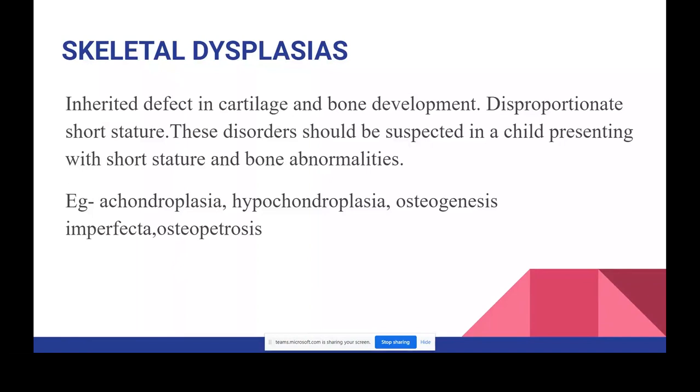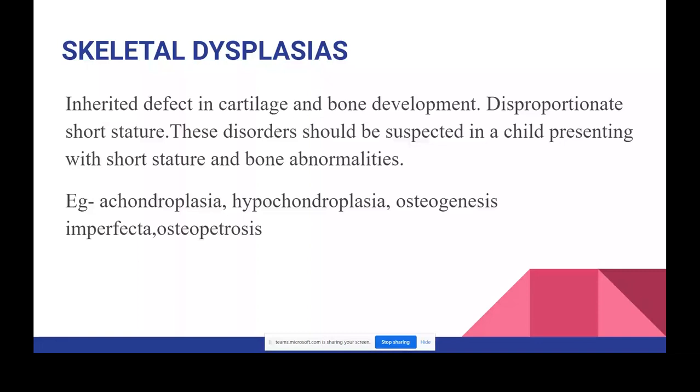Sometimes it is quite interesting. Some articles say that in some of the patients, you can't actually see physically some bone abnormality. But if you get radiology, sometimes you can actually witness the radiological abnormality of those particular bones. But achondroplasia, hypochondroplasia, osteogenesis imperfecta, osteopetrosis, they are all evident physically as well.